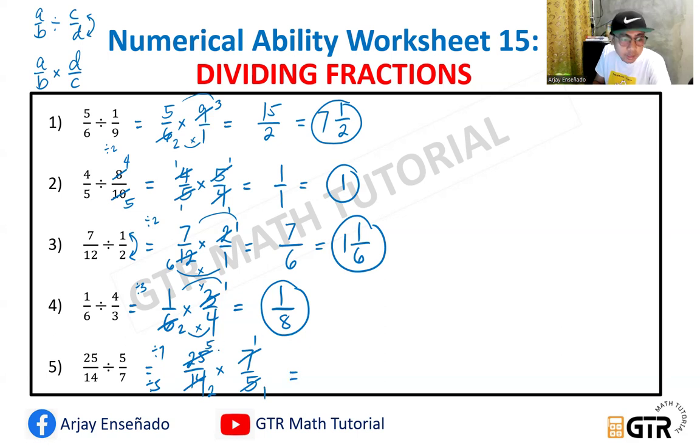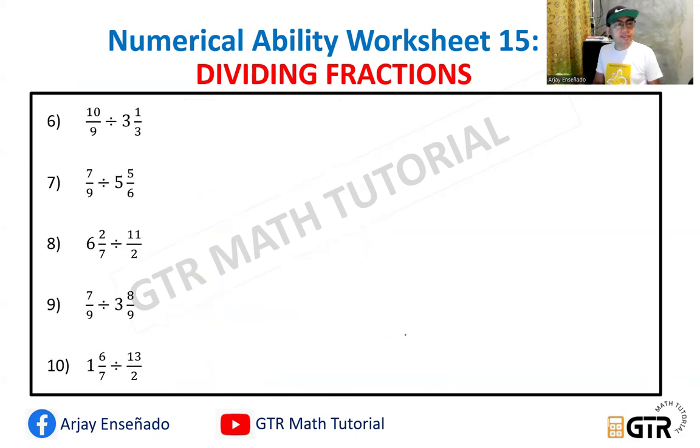So multiply the numerators. 5 times 1, we have 5. For the denominator, we have 2 times 1, we have 2. So change to mixed number. So ilang 2 meron sa 5? So 5 divided by 2, that is 2. May remainder pa tayong 1. So the final answer is 2 and 1/2. Okay, so next set, number 6 to 10.